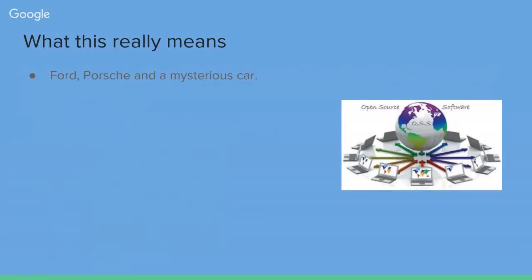So think about open source software using this example. You have a Ford. It's a reliable car. A lot of people own them. There's a lot of people that can work on them. And if you need a certain part, there's a lot of parts available.